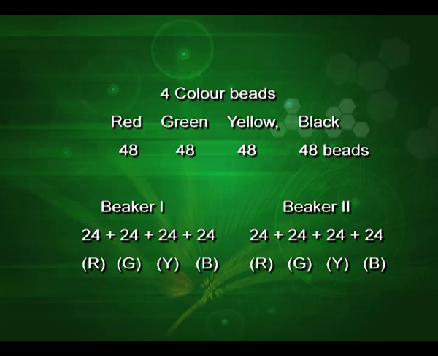That means, all the 4 color beads, you have 24 in one beaker and 24 in the other beaker. So, 24 into 4 you have in one beaker and 24 into 4 you have in the second beaker. You can name them beaker A, beaker B, and both are having identical beads, colors and numbers.